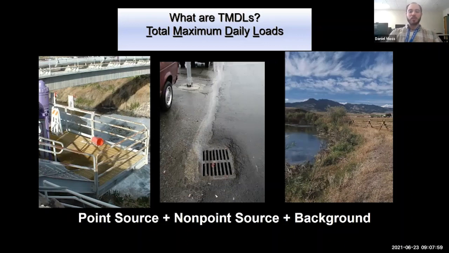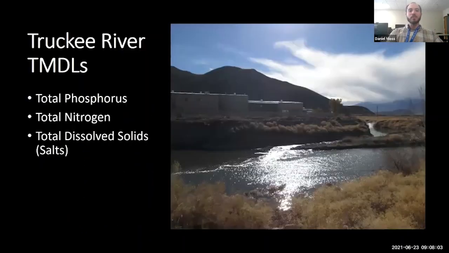So we're not over regulating that TMDL. Total phosphorus, total nitrogen, and total dissolved solids are the 3 TMDLs, and these are the highest quantities in pounds that are regulated, and they're easily measurable.